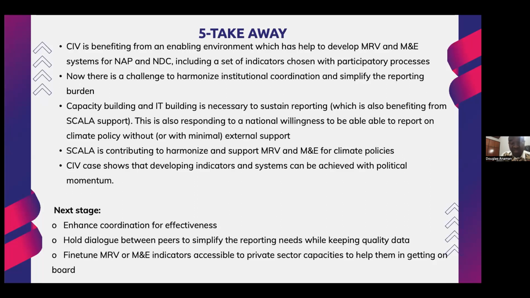We can comment on the next stages. We need enhanced coordination for effectiveness. We need to hold dialogue between peers, and we need to fine-tune MRV and MNE indicators.